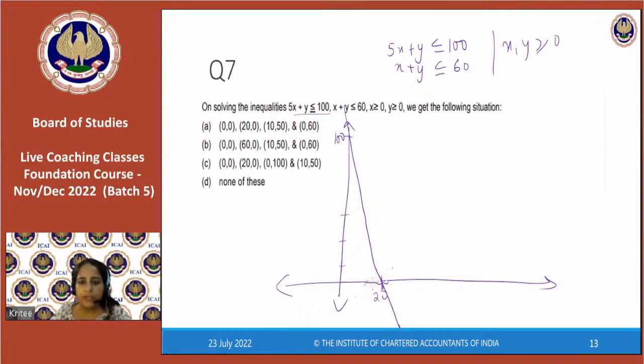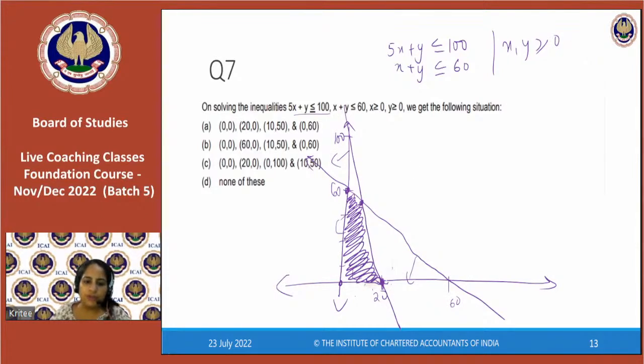Fine. The other one is x and y both are equal to 60. So somewhere here 60, somewhere here 60, and then join them. The shading part, since both of them are saying less than, so both shadings come below towards 0,0. And it says that x and y are greater than 0. So this is the common region. This area is the common region.